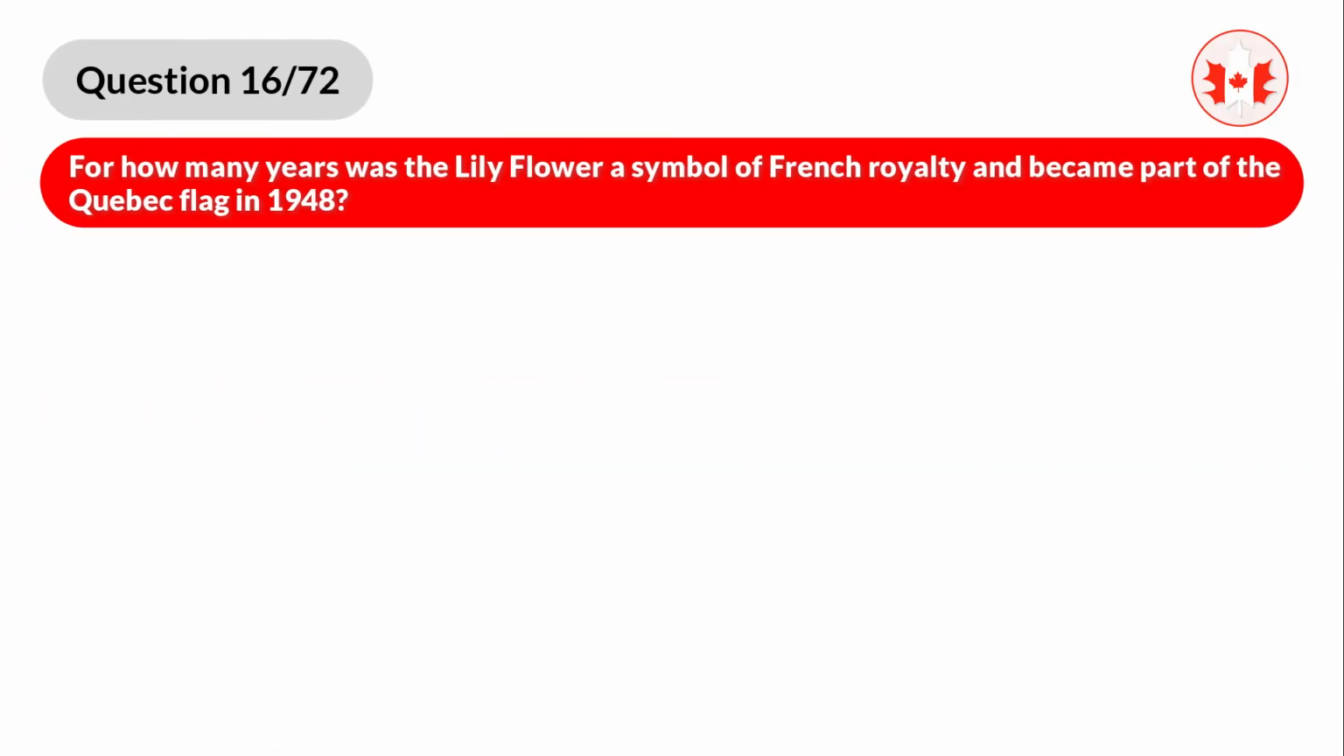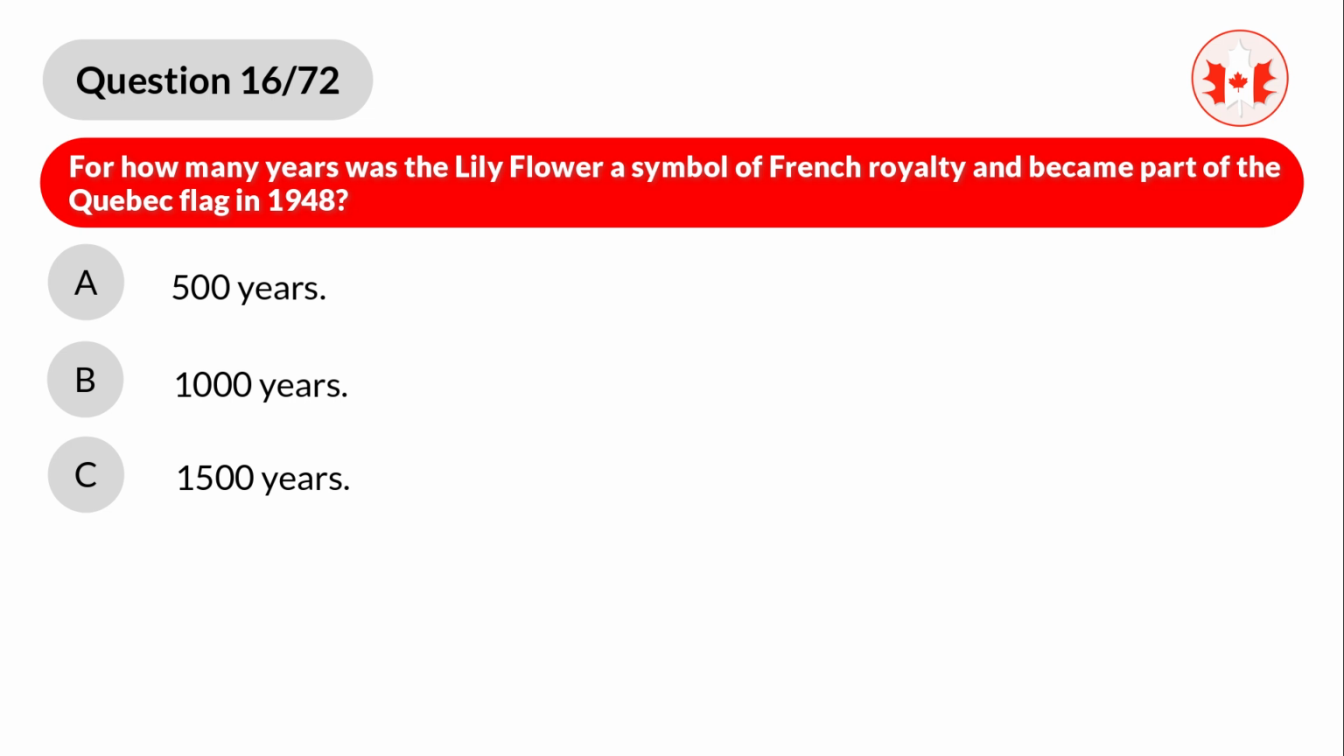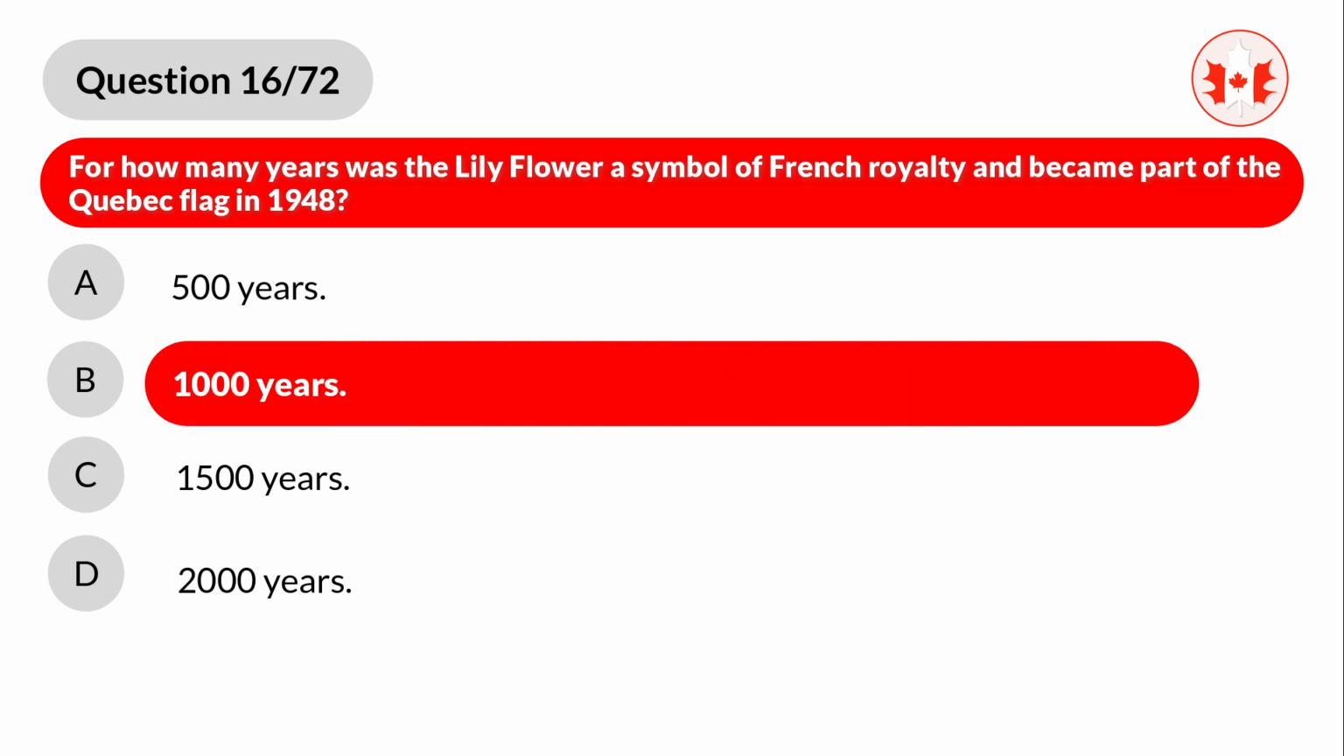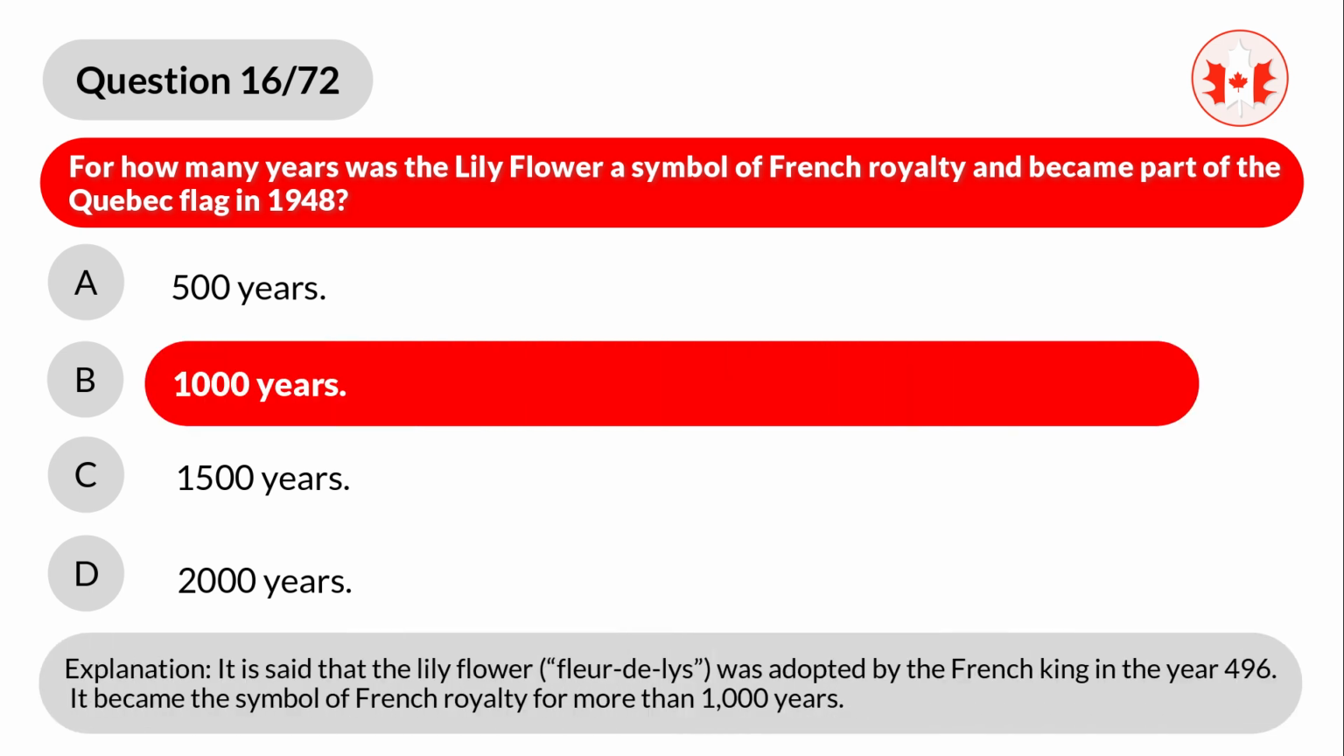Question 16. For how many years was the lily flower a symbol of French royalty and became part of the Quebec flag in 1948? A. 500 years. B. 1,000 years. C. 1,500 years. D. 2,000 years. The correct answer is B. 1,000 years. Explanation. It is said that the lily flower, fleur-de-lis, was adopted by the French king in the year 496. It became the symbol of French royalty for more than 1,000 years.